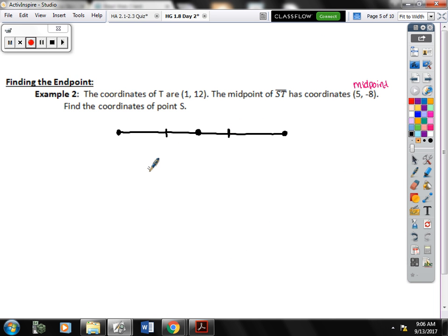All right, so they tell me the coordinates of T. Now, it doesn't matter if you put T here or T here. It really does not matter. Most students, since they see ST, will label this S and this T, I think. But it doesn't really matter. And then this would be our midpoint. So the coordinates of T are 1, 12. The coordinates of the midpoint are 5, negative 8.